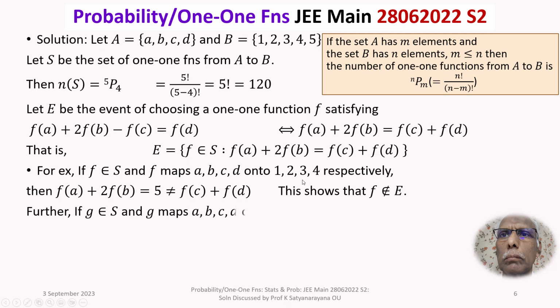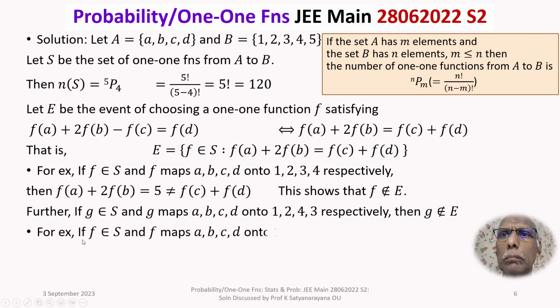Further, if g belongs to S, g maps a, b, c, d onto 1, 2, same as above, but instead of 3, 4 it is 4, 3. That means g(c) is 4, g(d) is 3. Even then, g does not belong to E.